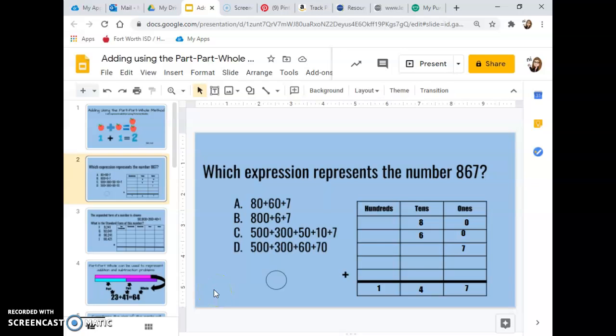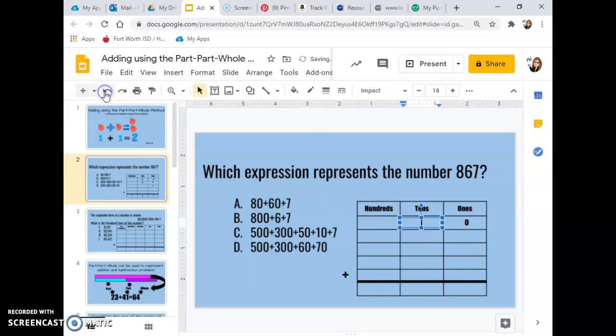Good morning, class. Let's review a couple word problems before we get started. So today I'm going to back up a little bit here. We have a question here.